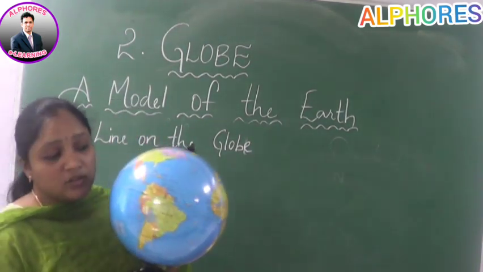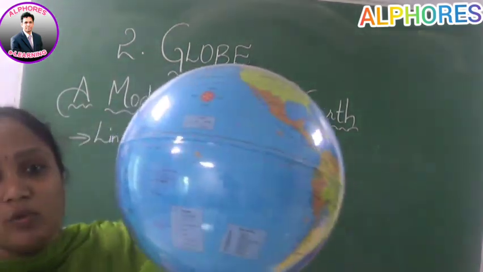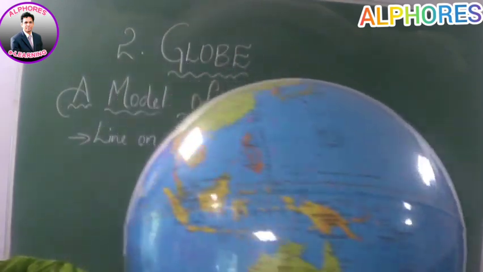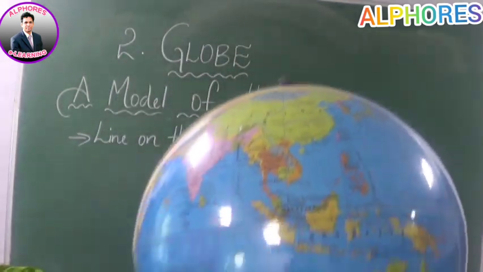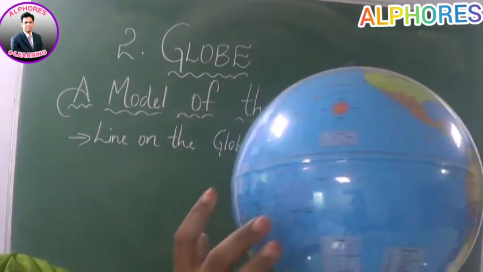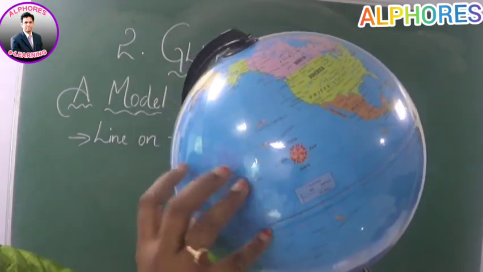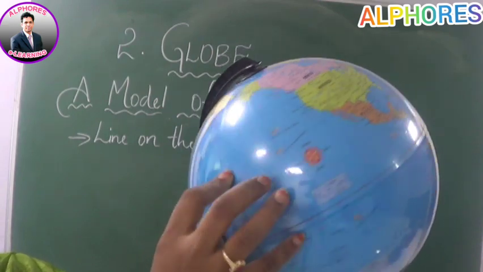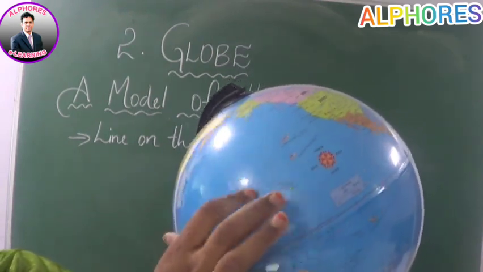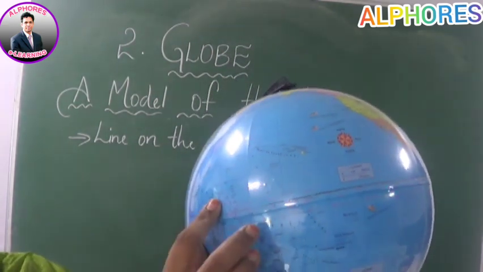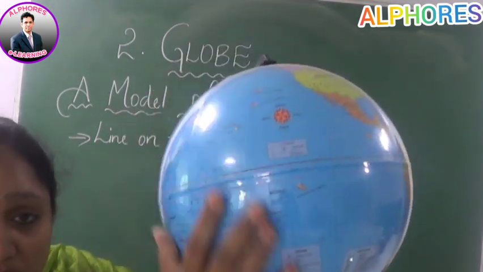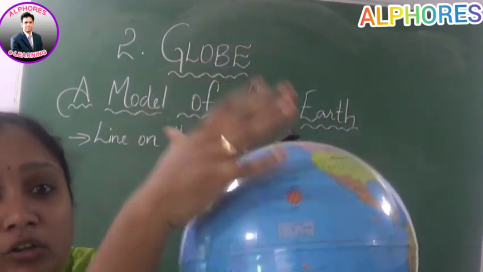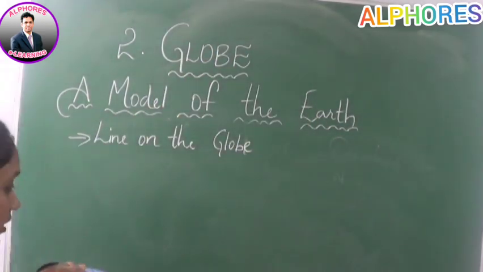When you see the lines on the globe, children, you can observe the lines over here. Can you see the lines better here? I'll just show you the plain area. You can see the line, and a box over here. This box and these lines you can observe. What are these lines called? Why are these lines drawn on a globe? That we will discuss now.